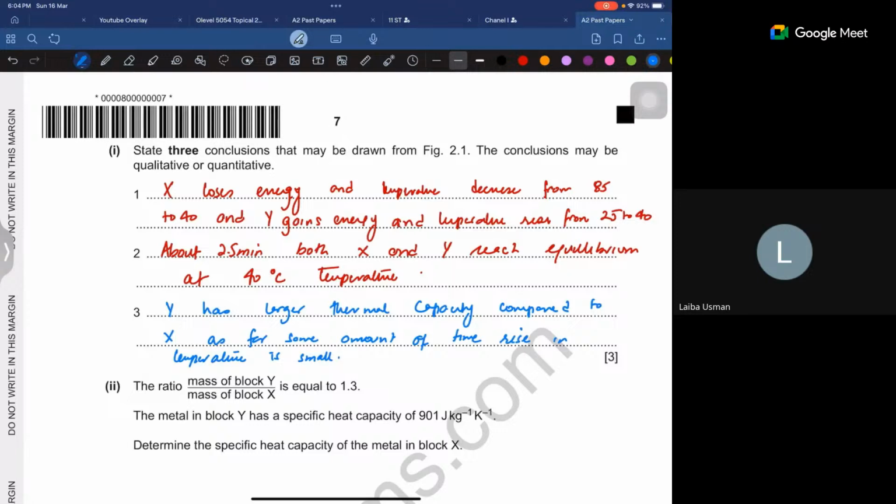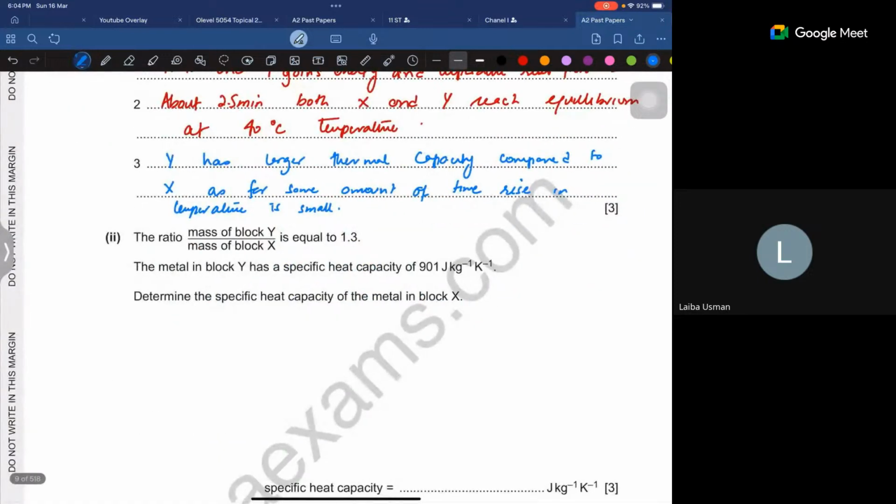Okay. Then it says the mass of block Y is equal to 1.3 times the mass of block X. The metal in block Y has a specific heat capacity, and we need to determine the specific heat capacity of this. Pretty simple. Don't worry about it. First of all, we're going to check what's going to happen. The main idea behind the question, right? So X loses heat, and this heat goes into Y that gains heat.